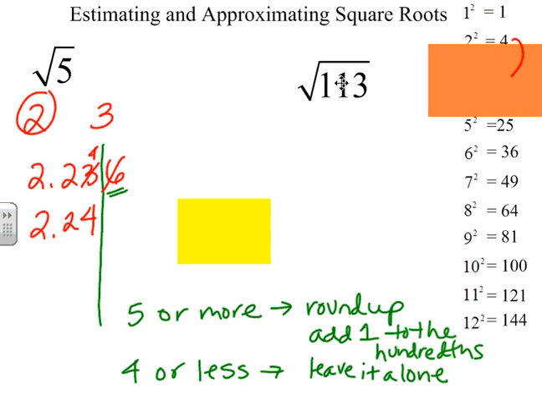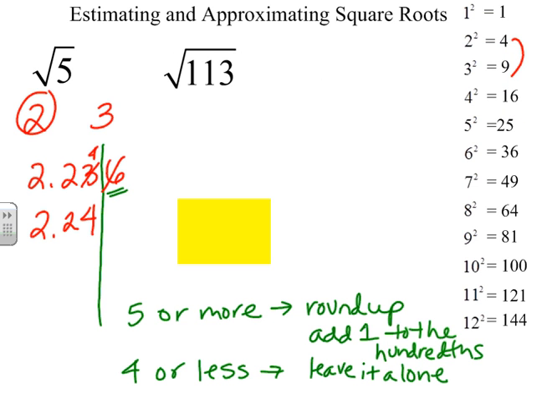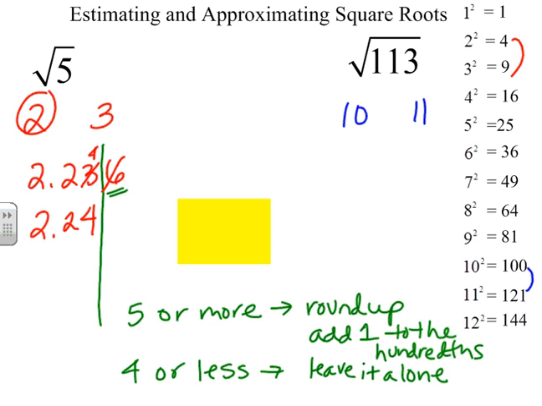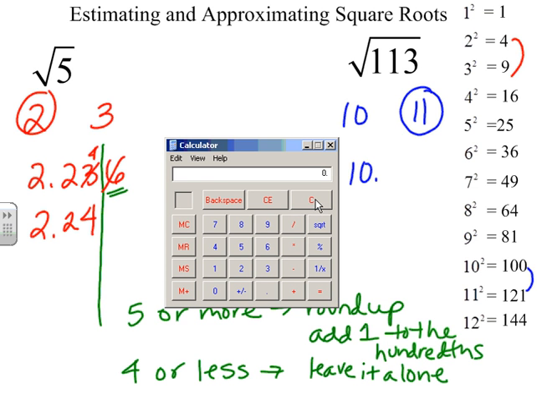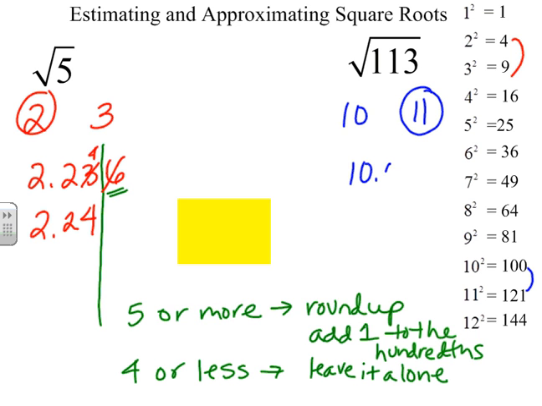I've got a number here hiding. I've got the square root of 113. So the square root of 113 is going to fall between 100 and 121. So we know the number is going to fall between 10 and 11. So that means it's going to be 10 point something. It is going to be closer to 11 than it is to 10, because it's 13 away from 100 and only 8 away from 121. So we know it's more than 10 and a half. And again, we're going to pull our calculator up, and we're going to take the square root of 113. And we're going to round it to the nearest hundredth, so we're going to stop at the 3. So it'll be 10.63.